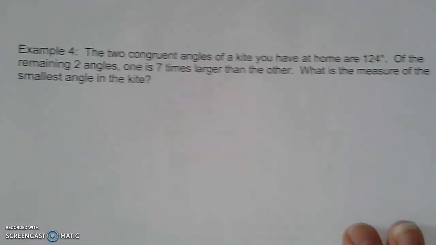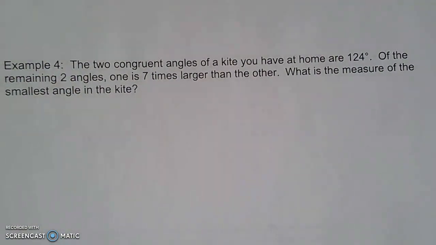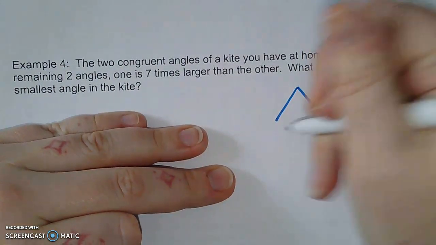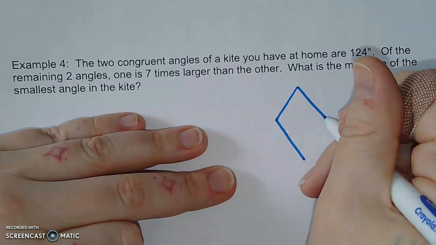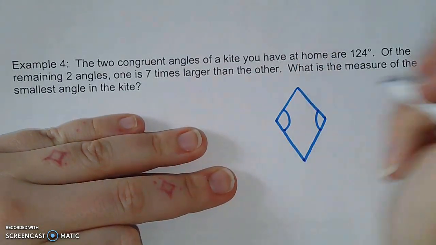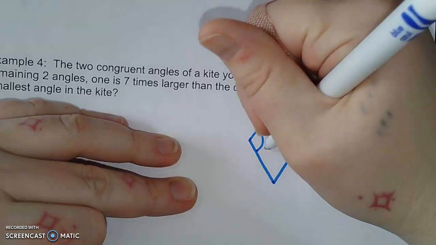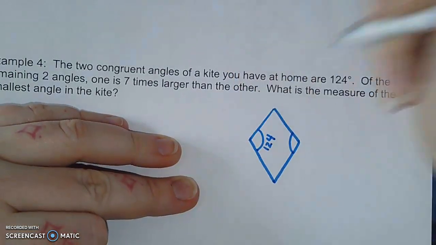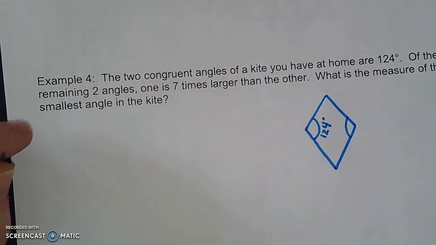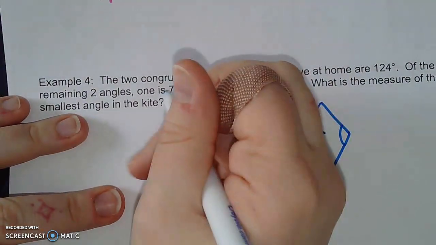Let's get into our very last example. Two congruent angles in a kite you have at home are 124 degrees. So I'm a visual learner, and I think having a picture here would be really helpful. So these two angles are 124 degrees. Of the remaining two angles, one is 7 times larger than the other.